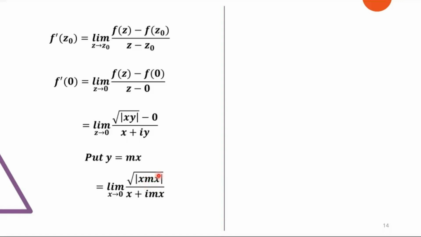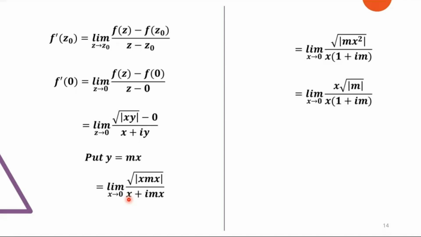X square, when you take out of the mod, it's going to be a positive number only. So mod x square is equal to x square, and under root से बाहर निकाला तो x हो जाएगा. तो यहाँ से x बाहर आएगा, यहाँ से x बाहर आ जाएगा. That x will get cancelled. तो बचेगा root of mod m upon 1 plus i m.